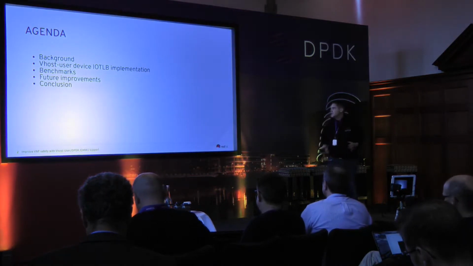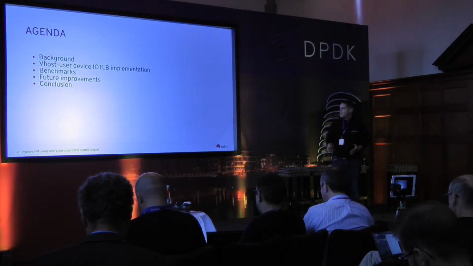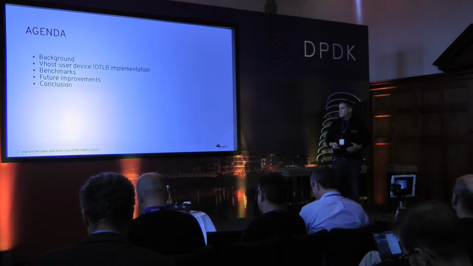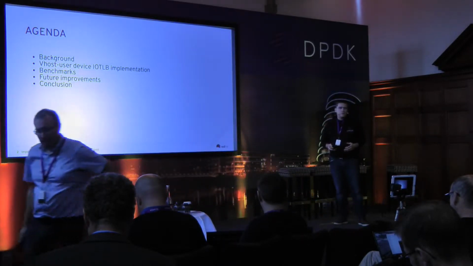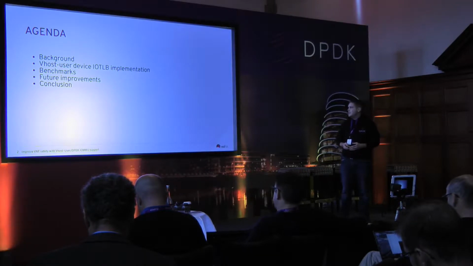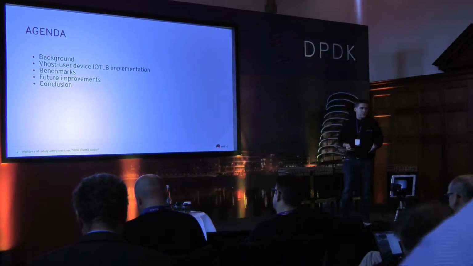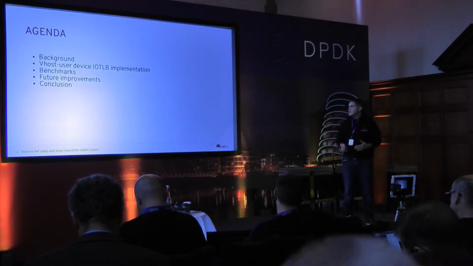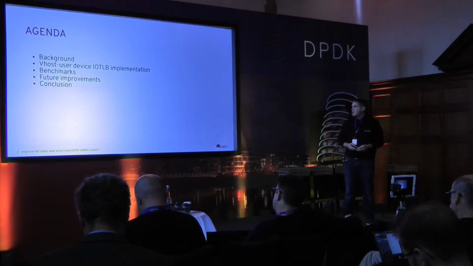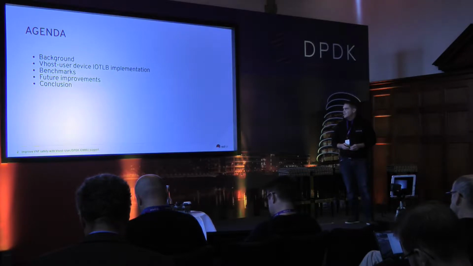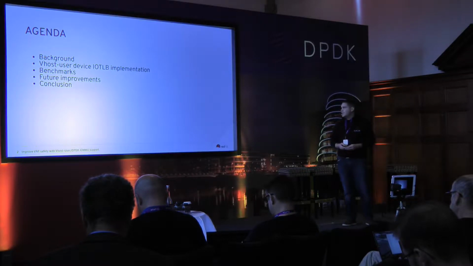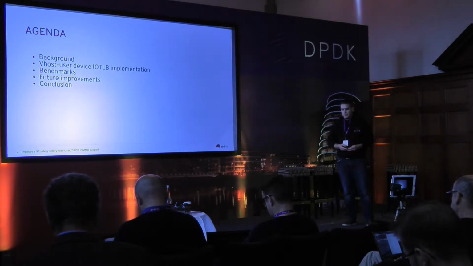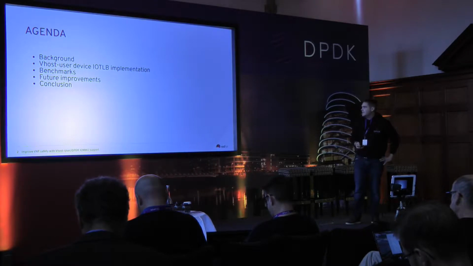So first I will give some background information on why we need this feature, and how it is done in QEMU and in the guest. Then I will enter into the details of the Vhost-user implementation in DPDK. I will give some figures to see the impact of enabling the IOMMU support. And before the questions, I will give some ideas on how we could further improve the performance with this feature.